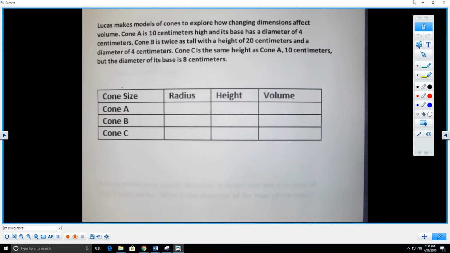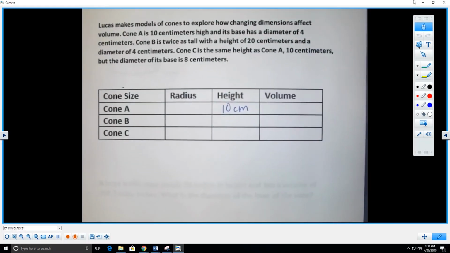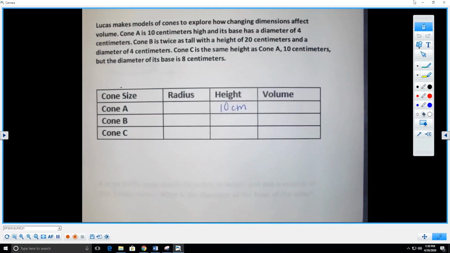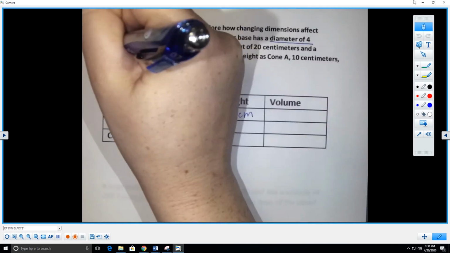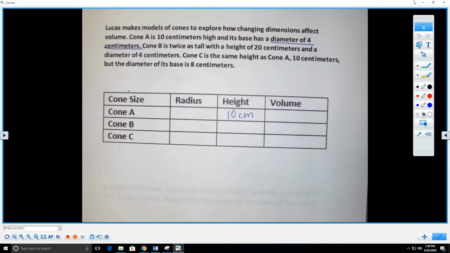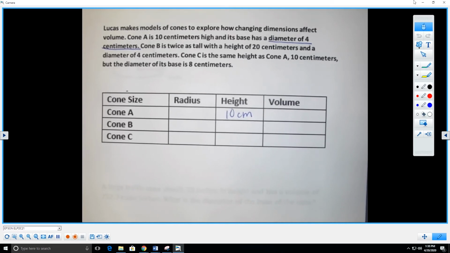So let's fill in the information we've been provided with in the problem. We know that cone A has a height of 10 centimeters, so we can add that. We also know that the diameter of cone A is 4 centimeters. So it says that right here, diameter of 4 centimeters. But we need to find the radius for our table. How do we find that? Did you remember that the diameter is twice the radius? So what would the radius be for cone A? Yes, that's right. It would be 2 centimeters. We'll put that measurement in our table as well.